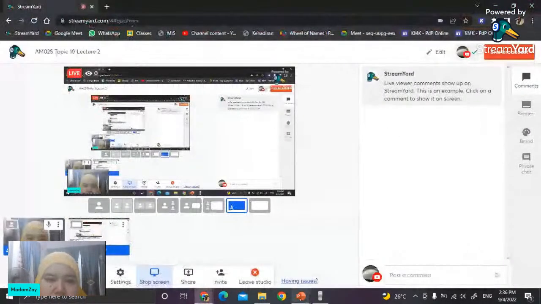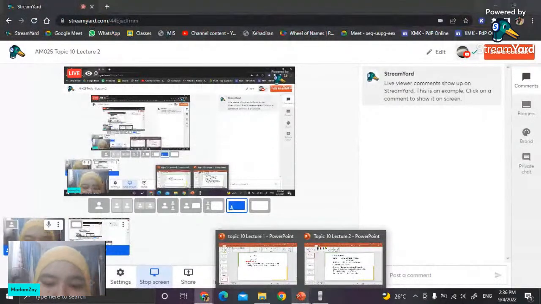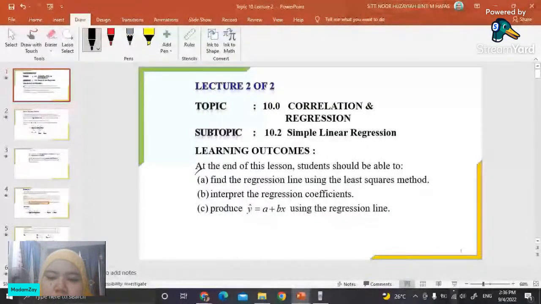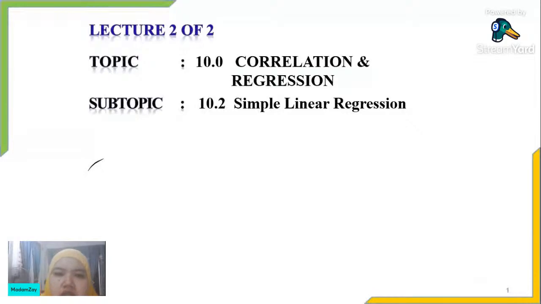Okay, so we continue with lecture 2. Here we are going to focus on 10.2 directly, which is the simple linear regression.